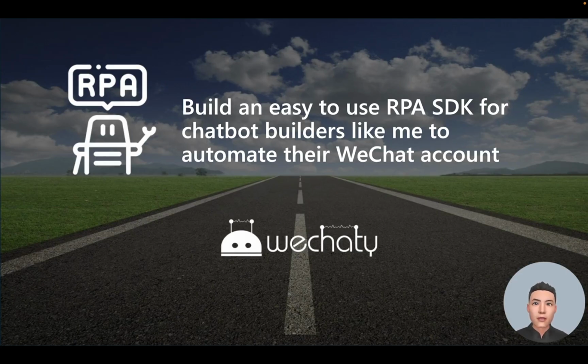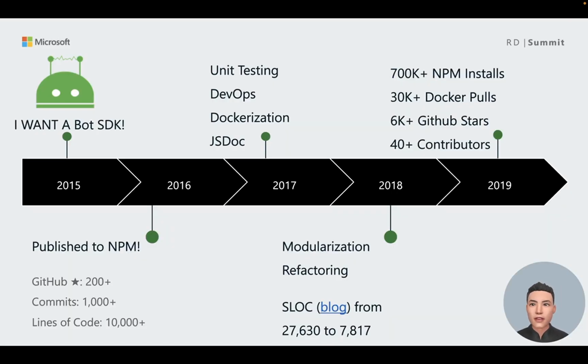So I started building Wechaty to be an easy-to-use RPA SDK for chatbot builders like me to automate my WeChat account. Starting from 2015, I began to build the Wechaty open source project on GitHub. In the same year, I published it on NPM and got a few GitHub stars. After that, I continued improving the Wechaty project.